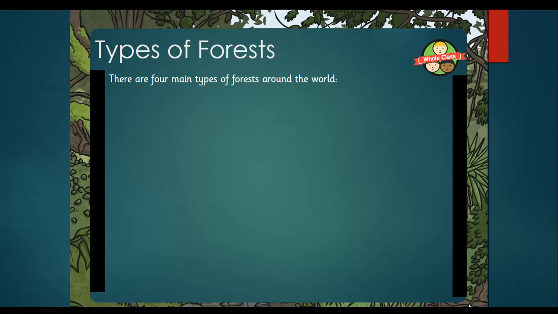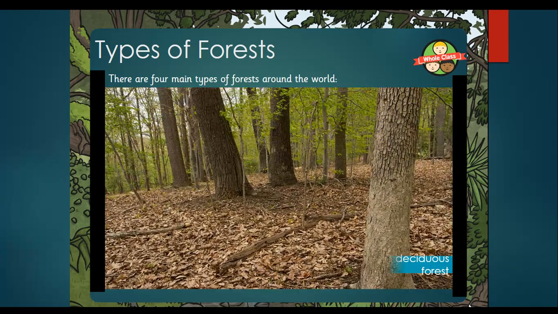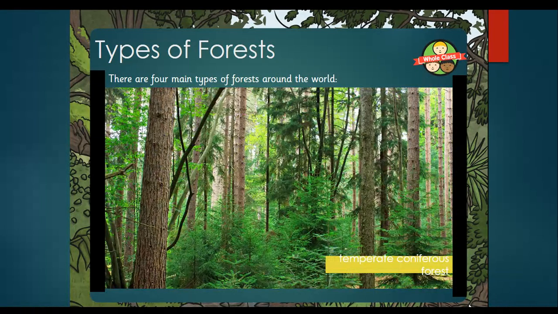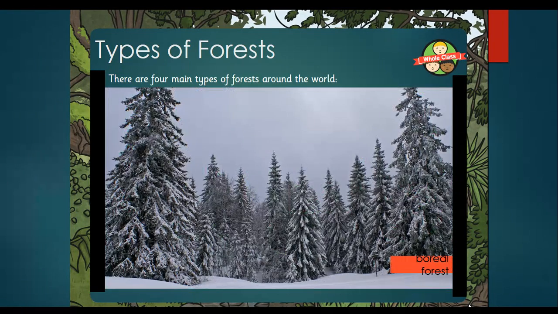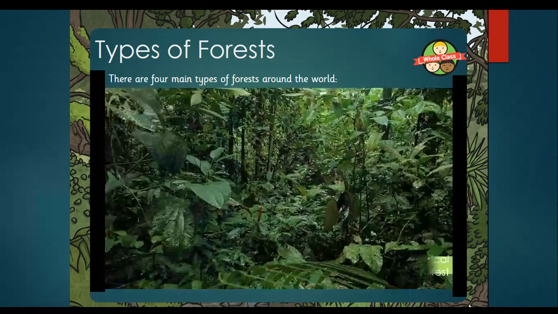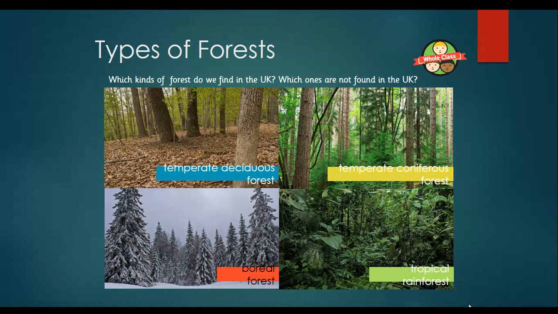Right, now moving on to forests in general, not just rainforests. There are 4 main types. We have the deciduous forest, the coniferous forest, the boreal forest, and the tropical rainforest, which obviously links more to our unit of work. Which kinds of forests do we find in the UK and which ones are not found in the UK? So spend a little minute just having a little think, which ones could we potentially see in the UK and which ones may we not?